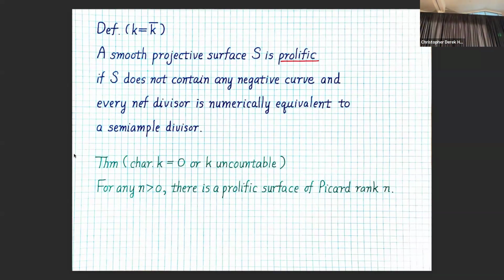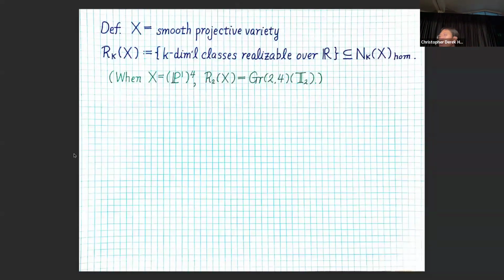And our proof works over characteristic 0 or when K is uncountable. So if you like to think about things like surfaces over F_p bar, I think it will be interesting to try to construct one of these guys over something like F_p bar. We don't know how to do this. Okay, so those are the main results about the product of projective spaces.